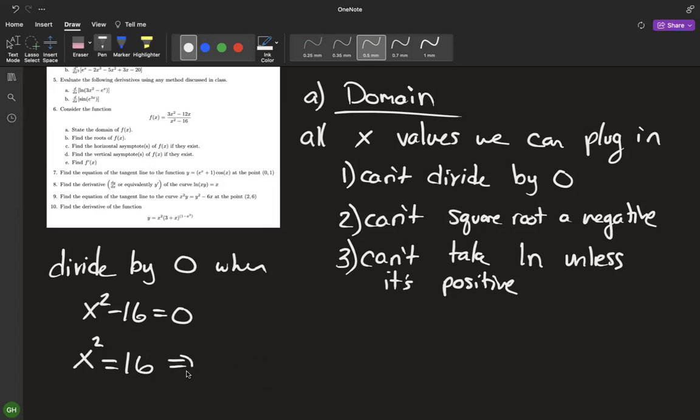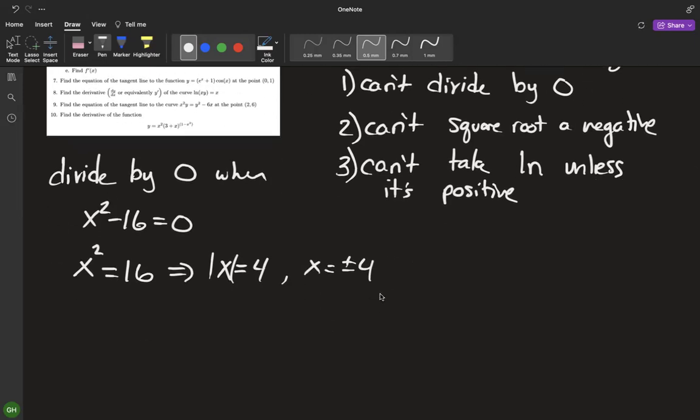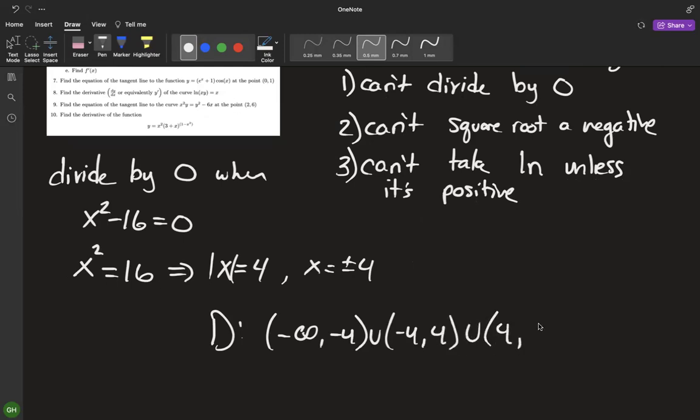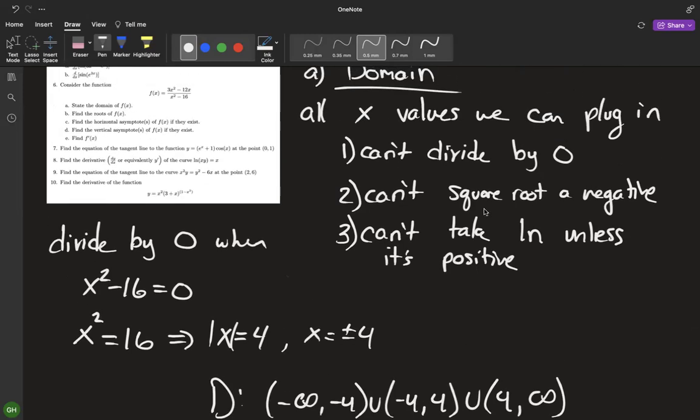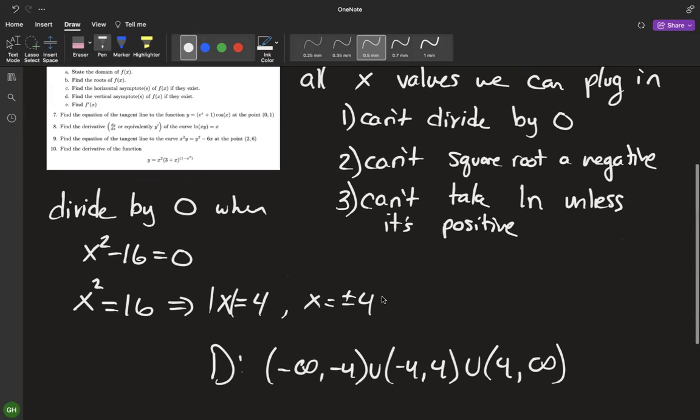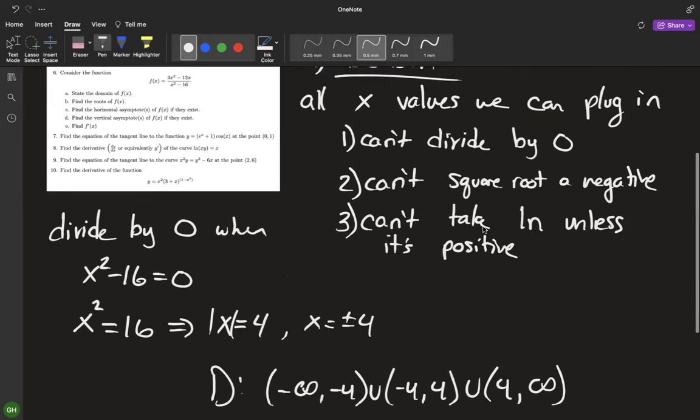Square root both sides. Remember, I don't just get 4. So the absolute value of x is equal to 4. Or as you might be more familiar with saying, x is equal to plus or minus 4. So we get 2 points that are bad, positive and negative 4. So our answer is the domain is negative infinity to negative 4, then negative 4 to 4, then 4 to infinity. Every domain problem works like this. We check our 3 rules, and then we list all the x values that obey these 3 rules.